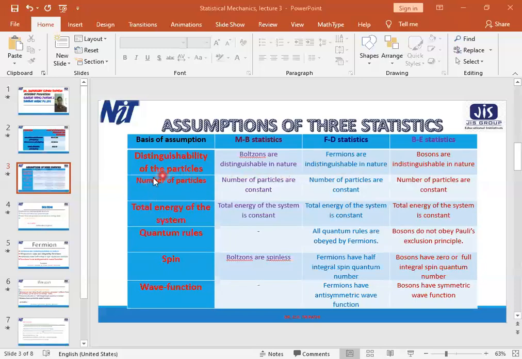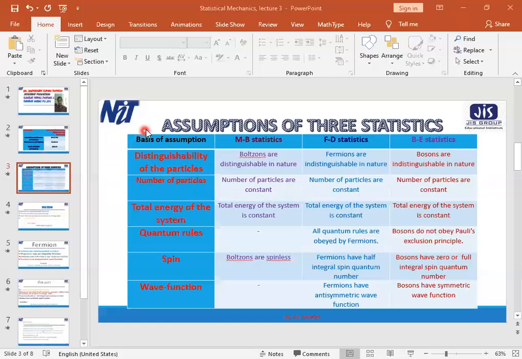Now the second basis is the number of particles. On the basis of the number of particles, the assumption in Maxwell-Boltzmann statistics is that the number of particles is constant. That means if you are discussing a pool of particles, an ensemble or a collection of particles, then what Maxwell and Boltzmann have taken as the assumption is that the number of particles is constant. Why? Because if you apply the Maxwell-Boltzmann distribution function to find physical variables such as Helmholtz free energy, partition function, and temperature, you will get consistent results.